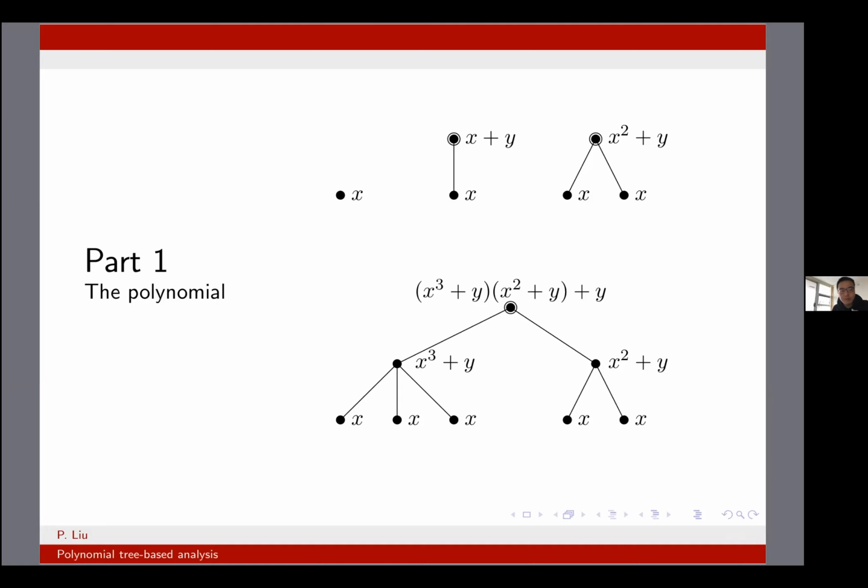Basically, what we do is just multiply all the polynomials on the lower level and then plus y. So if we take a look at the biggest example here, for the left part, we do x cubed plus y, and the right part is the cherry, so it's x squared plus y. And for the whole tree, what we do is x cubed plus y times x squared plus y and then plus y. So it's a very simple recursive definition.